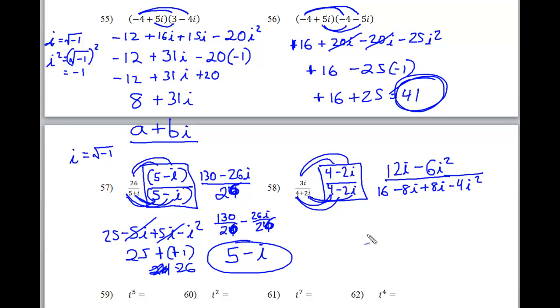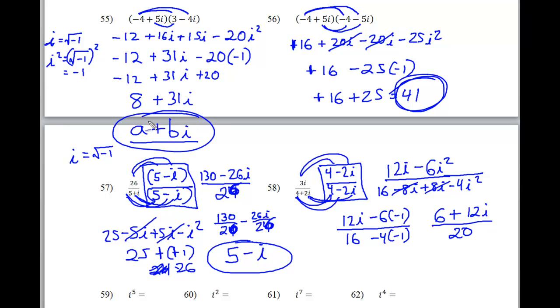Now my numerator here is going to become 12i minus 6 times negative 1. And my denominator, these are going to simplify. It's going to be 16 minus 4 times negative 1. Now my numerator, this is going to become a positive 6, so my 6 has to go in front, plus 12i. And my denominator is going to be 16 plus 4. So that becomes 20. Now because we have to fit the format a plus bi, we're going to split this up into 6/20ths.